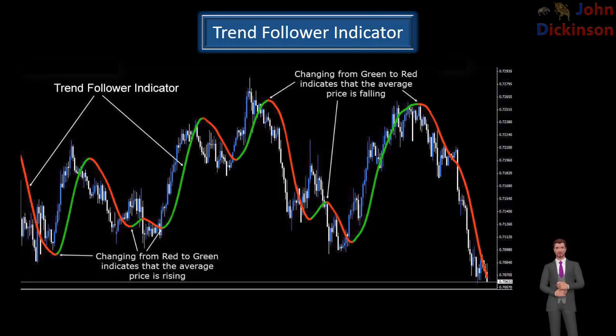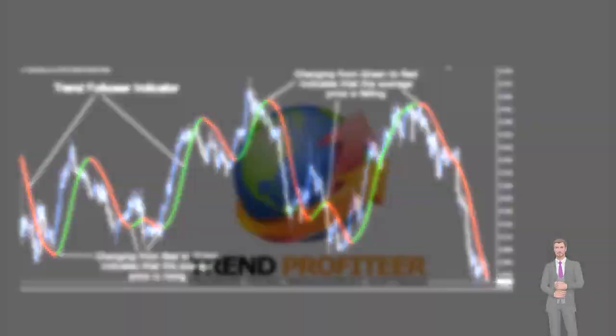If the trend follower is displayed as green, it is expected that the average price will continue to rise. Only long/buy trades should be considered, an entry for short trades should not be taken. If the trend follower is displayed as red, it is expected that the average price will continue to fall. Only short/sell trades should be considered, an entry for long trades should not be taken.